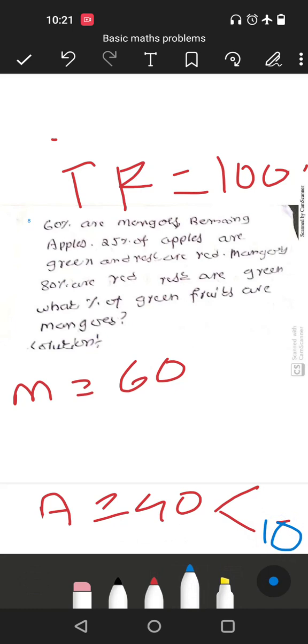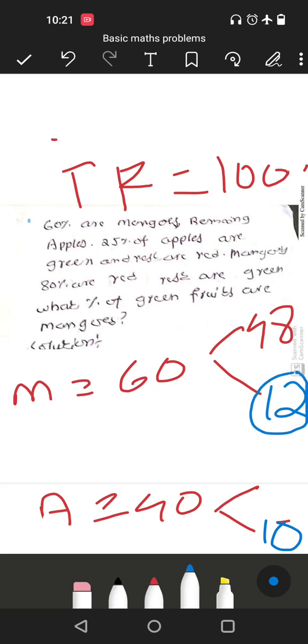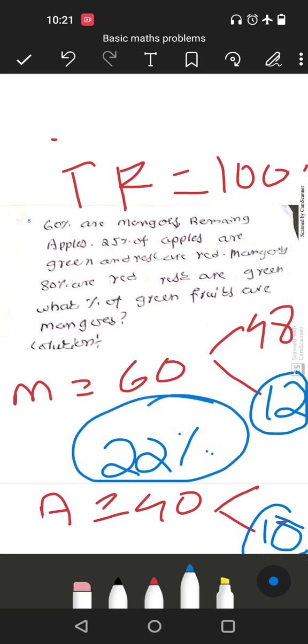And out of the mangoes, 80% are red. So 80% means how much? So 6 8s are 48. So 48 are red. How much are remaining? Just 12 are remaining. So what is the proportion of the green fruits which are available? They have asked. So green fruits is 12 plus 10. So 22% of the fruits are green fruits. So this is our solution.